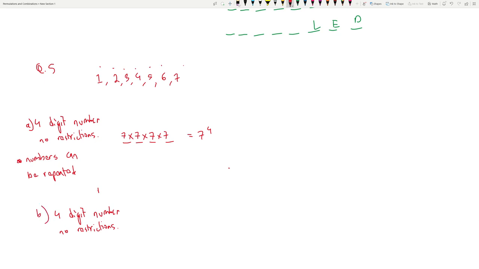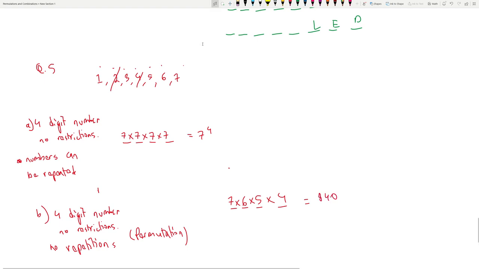Next, 4-digit number, but no repetitions. Whenever you say no repetitions, this is what permutation is. Because a permutation means that whenever you use up a number, you can't use it again. Okay, no restrictions though. So 1, 2, 3, 4. So you can use all 7 in the first blank, 7C1 or 7P1, whatever, or just 7. And then after you used up one number, suppose I've used up 2, now you have 6 options. Then I've used up another one, so you have 5 options, then you have 4 options. So this is basically it. 7 into 6 into 5 into 4. This is when you have no restrictions, but no repetitions are allowed. Okay?